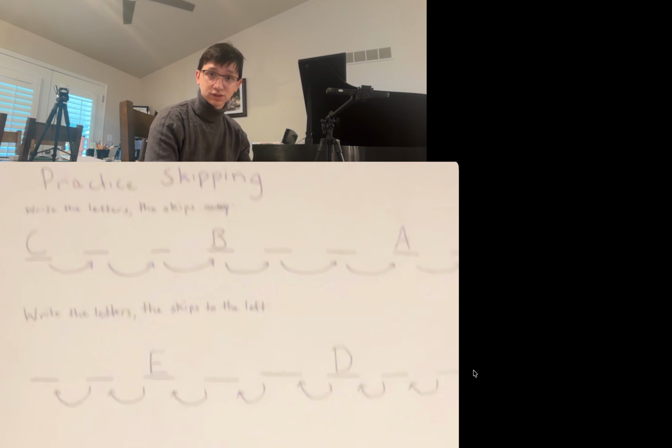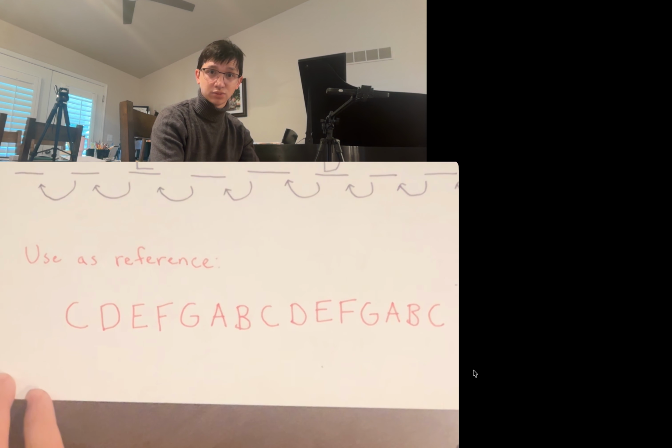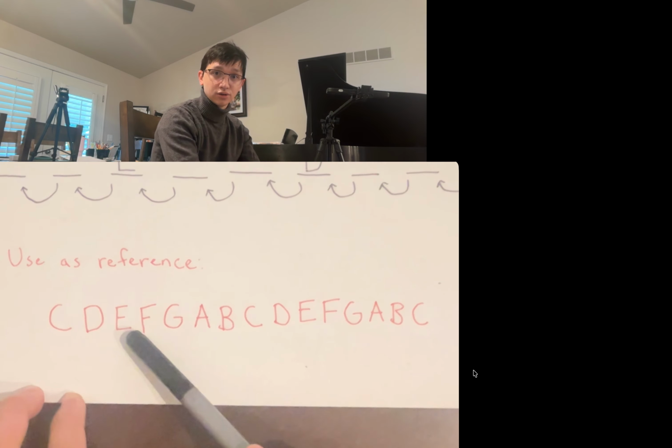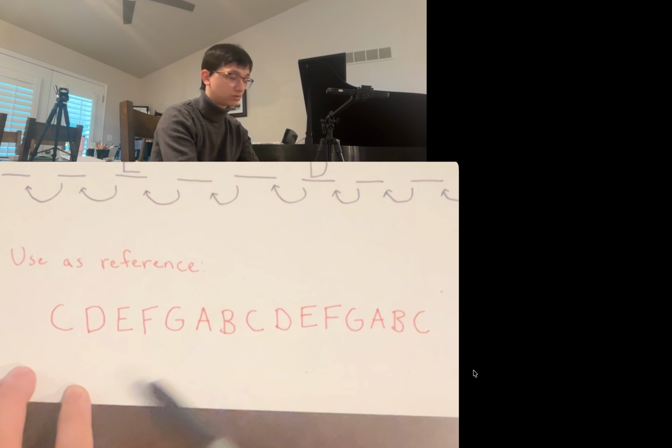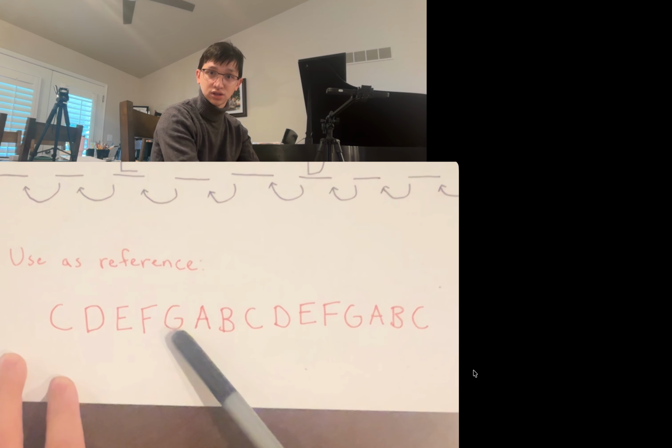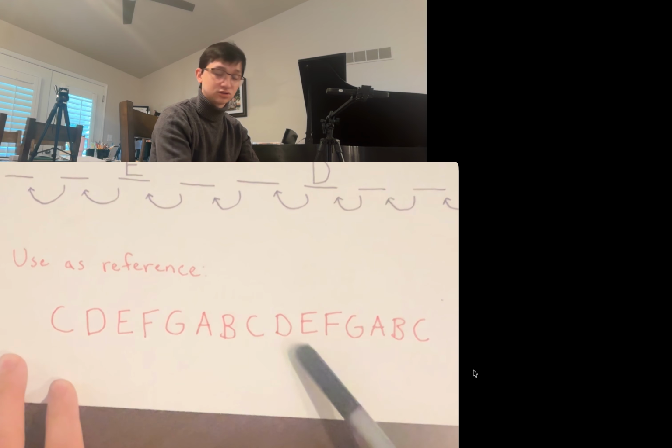What's really nice about this worksheet is that at the very bottom, there's a reference point. If you're trying to practice, you can trace along how the skips go. So if I started on C and I'm skipping up, I skip over D to E, skip over F to G, skip over A to B, then to D, and so on and so forth.